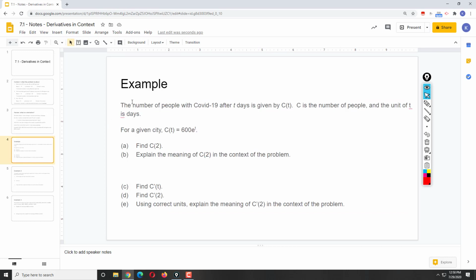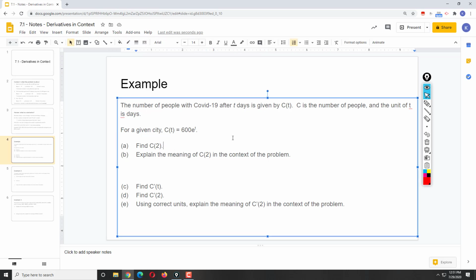The number of people with COVID-19 after t days is given by C of t. C is the number of people, and the unit of t is days. For a given city, C of t is equal to 600 e to the t power. Okay. So first of all, part A, find C of 2. All right, so we're just plugging in 2 for t. That's 600 times e to the 2 power.